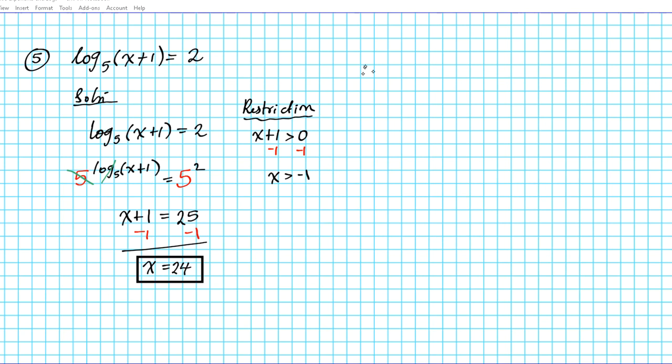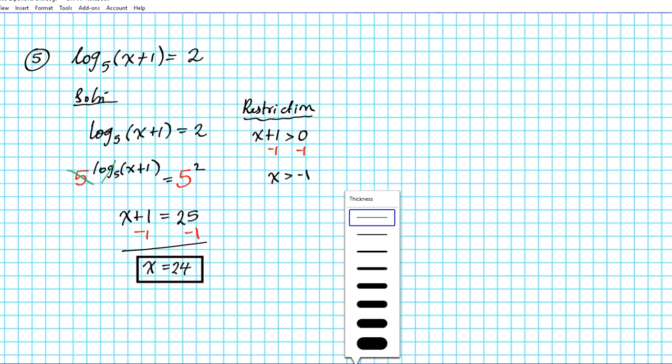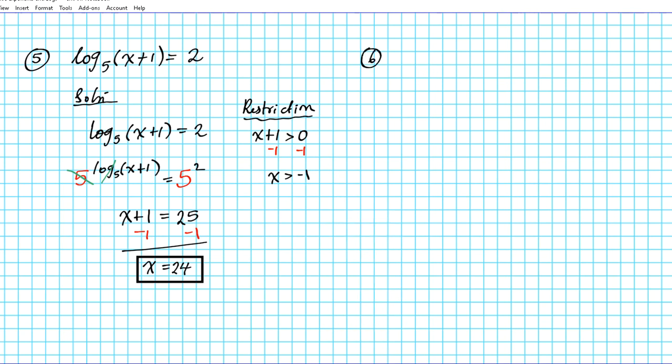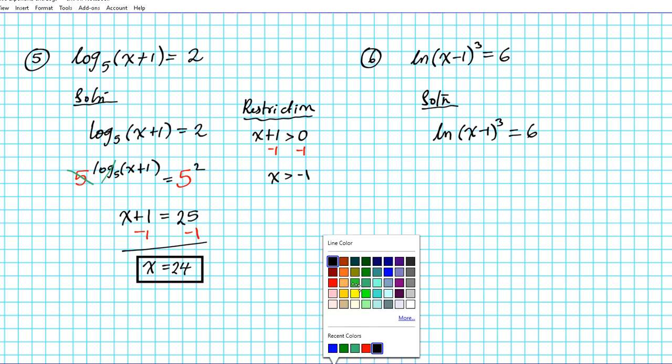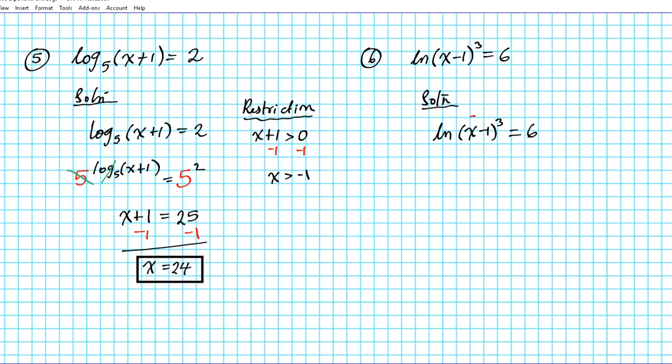Alright, let's take a look at another example. Problem number 6. Let's say we have the equation natural log of (x minus 1) raised to the third power equals 6. How can we solve an equation like this? So natural log of (x minus 1) to the third equals 6. The logarithmic argument is (x minus 1) to the third.